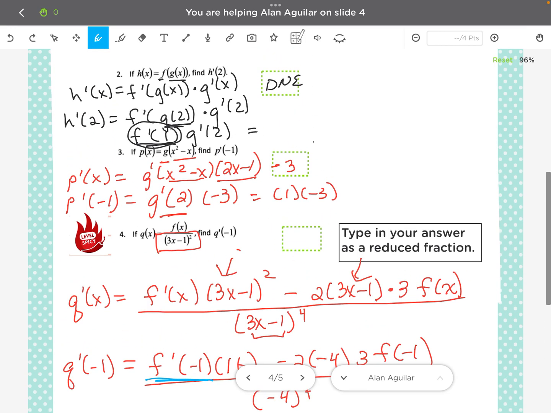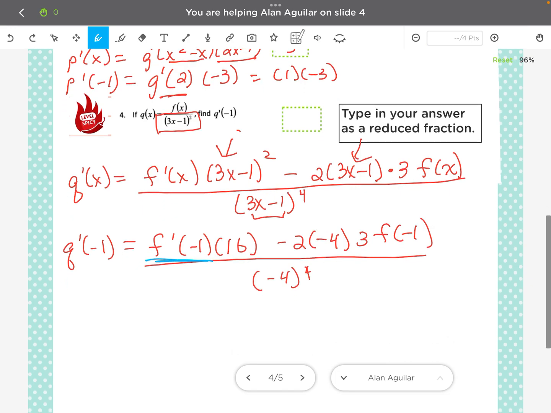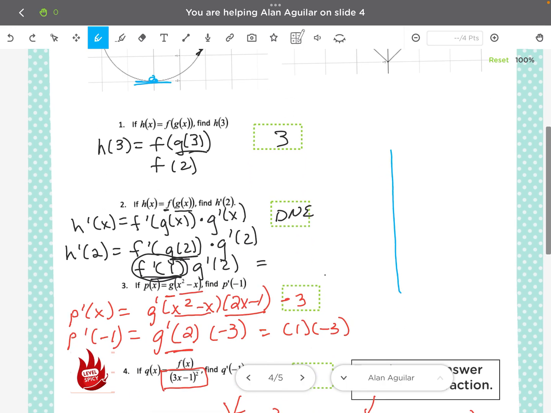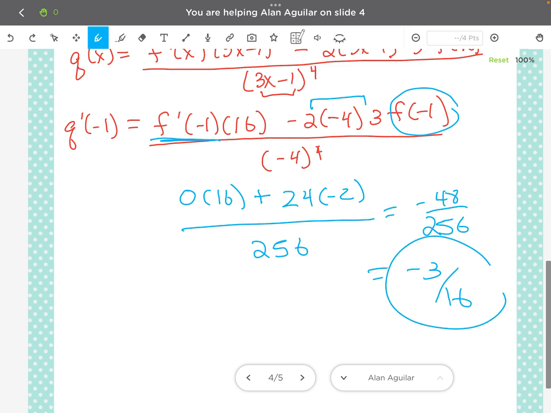So I'm going to look at the graph of f. At -1, notice that you have a horizontal tangent line, so that means the slope at that point is 0. So this is 0, and then this is a plus. All of this is going to become 8 times 3, which is 24. f of -1, let's see, f of -1 is just the y value there, which is -2. So that's -2, and then -4 to the 4th on the bottom is going to be 256. This is -48 over 256, and it does reduce all the way down to -3 over 16.